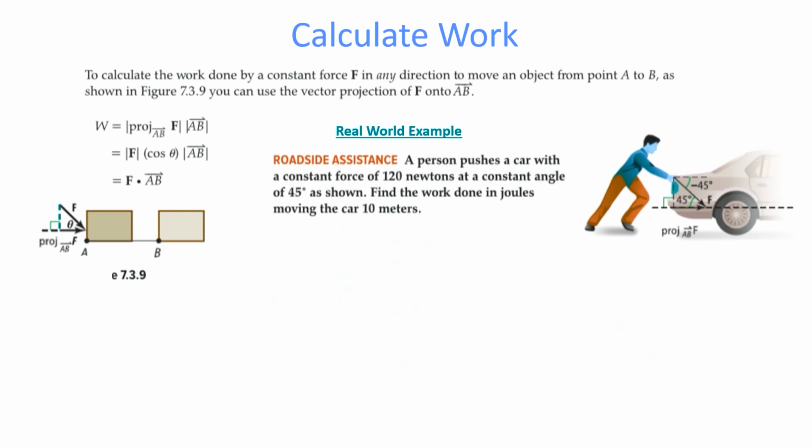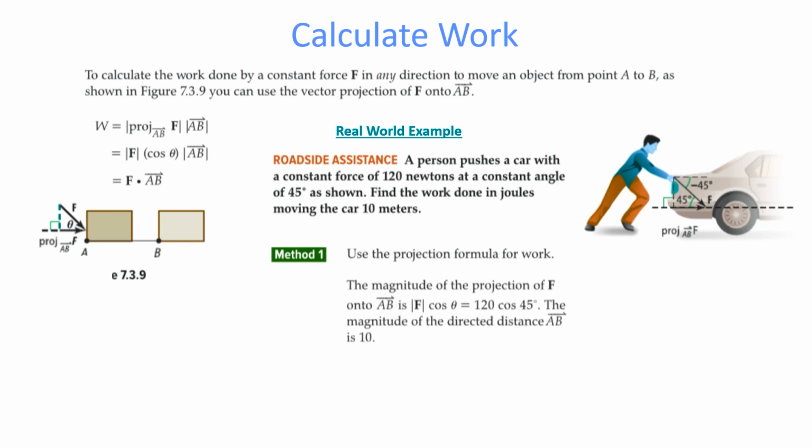Here is a real-world example of roadside assistance. We can use this method of the projection formula. The magnitude of the projection of F onto AB is F cos theta, which is 120 cos 45, and the magnitude of the directed distance is 10. If we work this through with the formula, we get 848.5 is the work done.